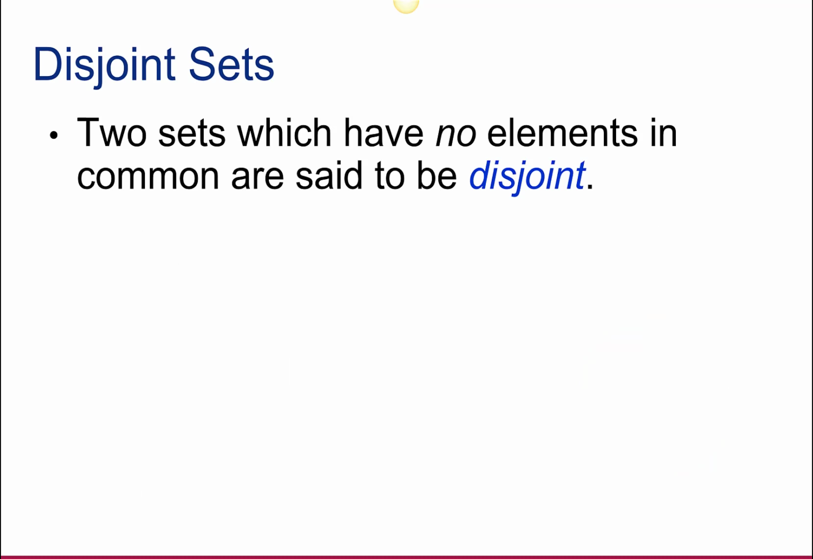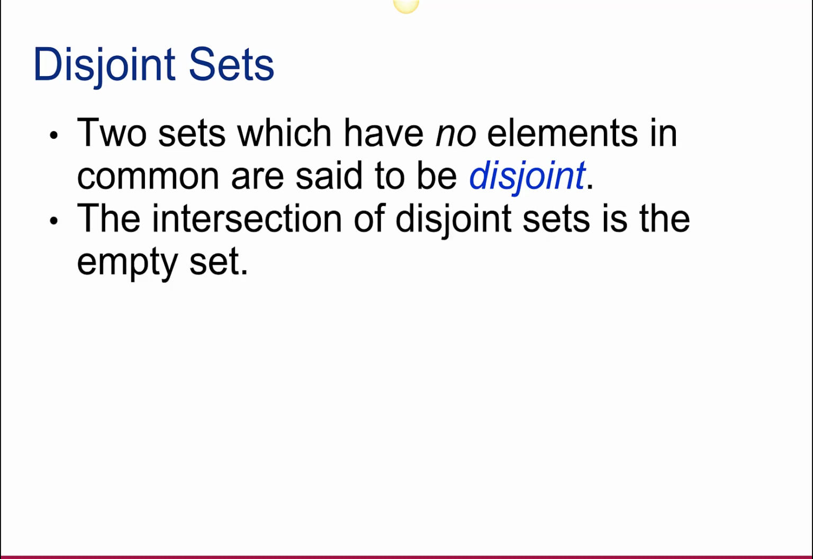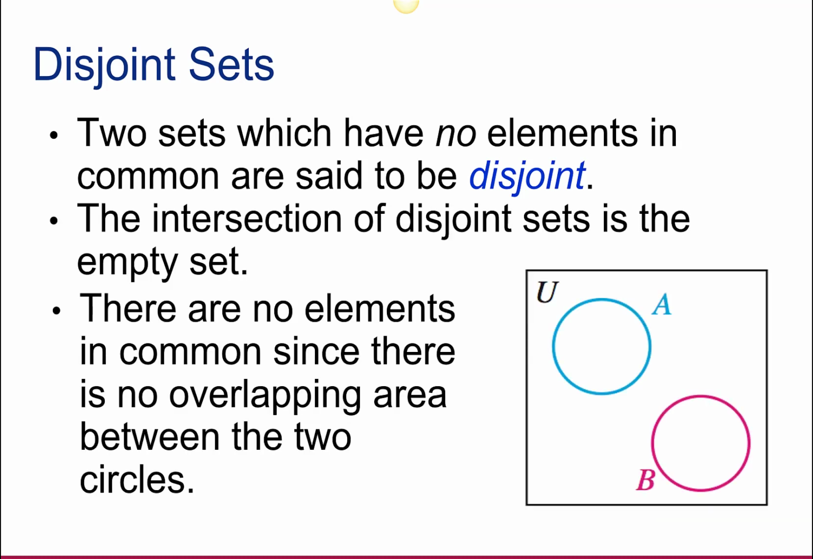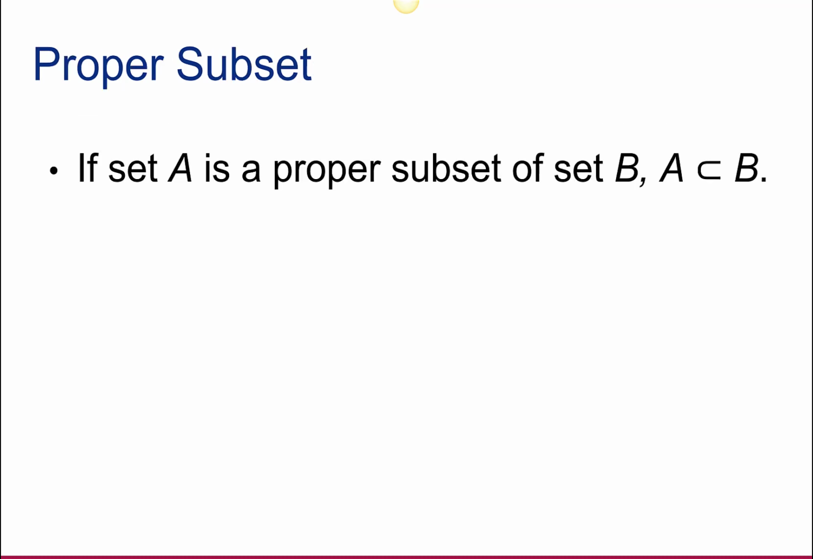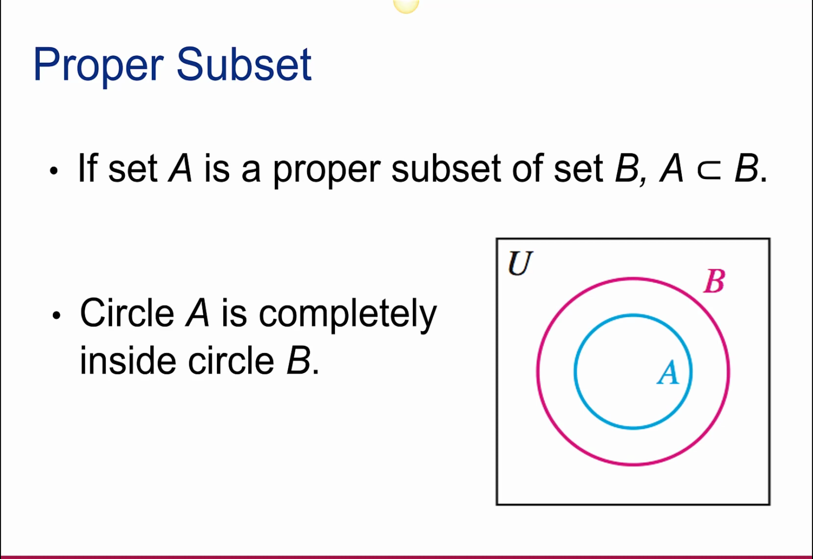Two sets which have no elements in common are said to be disjoint, or another word we use is mutually exclusive. The intersection of disjoint sets is the empty set. Since there are no elements in common, there's no overlapping area between the two circles, and the Venn diagram would look like this.